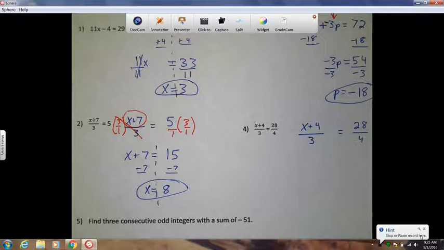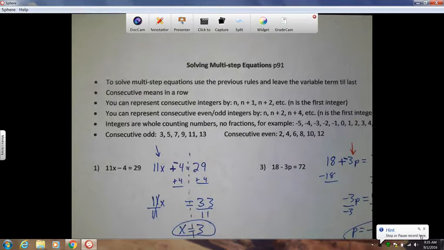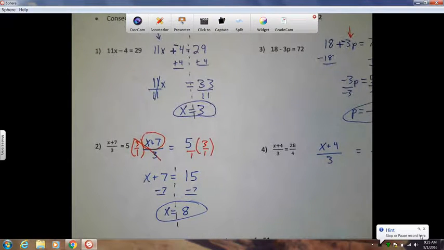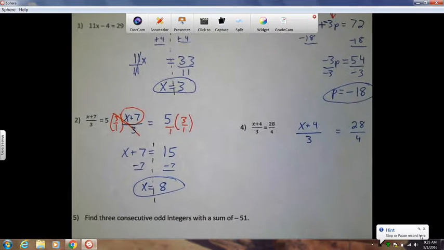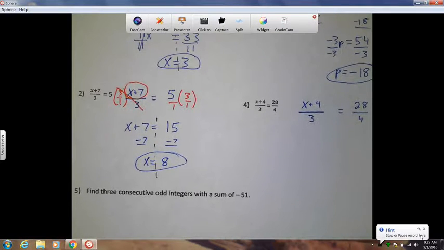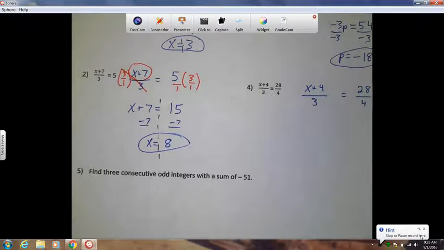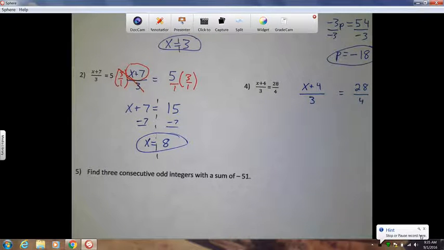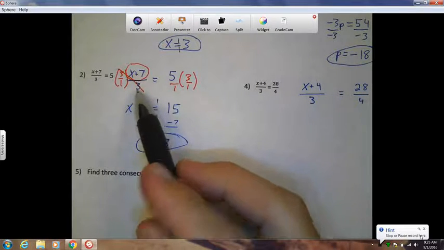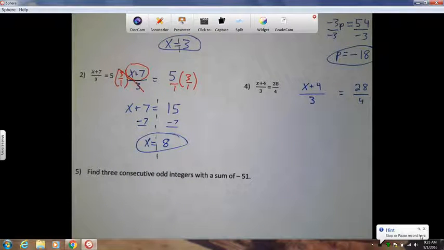Okay, this is Solving Multi-Step Equations Part 2. So I want to show you the last two questions here. I really want to show you number 2 and number 4. How can we compare those? So I want you to look at number 2 and number 4. If you'll remember on number 2, I had x plus 7 divided by 3, so I multiplied both sides by 3. I'm going to show you another way you can do this with cross multiplication.